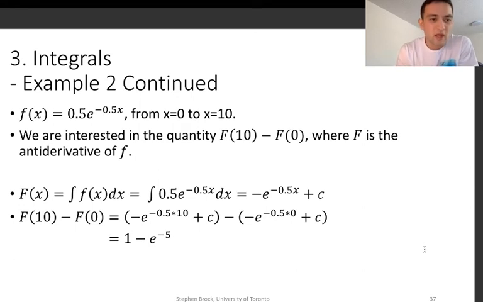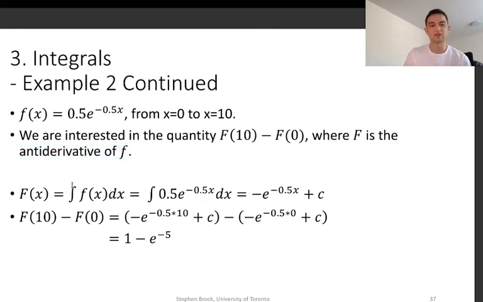All right, so let's look at example number 2 again, because now we understand what an integral is and how to use it to find the area under the curve. So we now want to find the area from x equals 0 to x equals 10. We are interested in the quantity F of 10 minus F of 0 because we're integrating this function f of x from 0 to 10. And we can do that by first solving for the antiderivative and then plugging in the values, where capital F is the antiderivative of f.